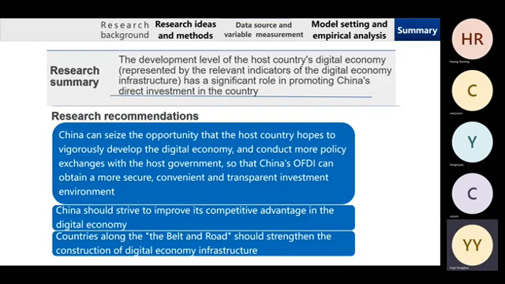In addition, our suggestions based on the research are: number one, China can seize the opportunity that the host country hopes to vigorously develop the digital economy and conduct more policy exchanges with the host government, so that China's OFDI can obtain a more secure, convenient, and transparent investment environment. Number two, China should strive to improve its competitive advantage in the digital economy. Number three, countries along the Belt and Road should strengthen the construction of digital economy infrastructure.